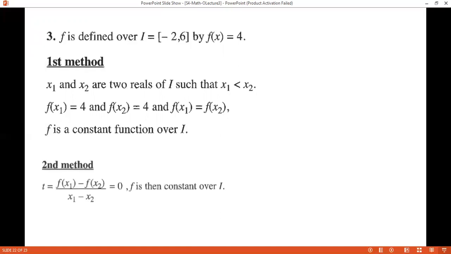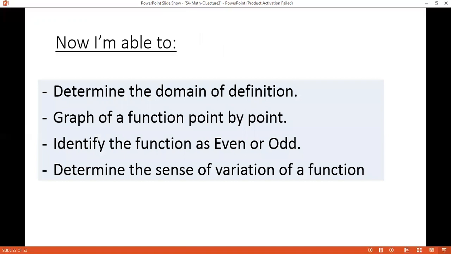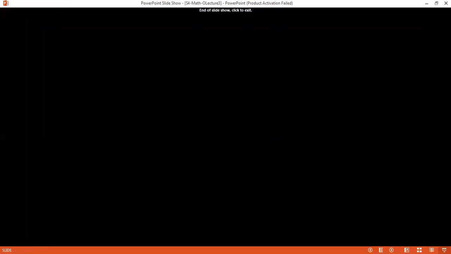And that was everything. So now we are able to determine the domain of definition of a function, to check from the graph the important things needed, to identify the parity of the function as even or odd, and to determine the sense of variation if it's increasing, decreasing, or constant.